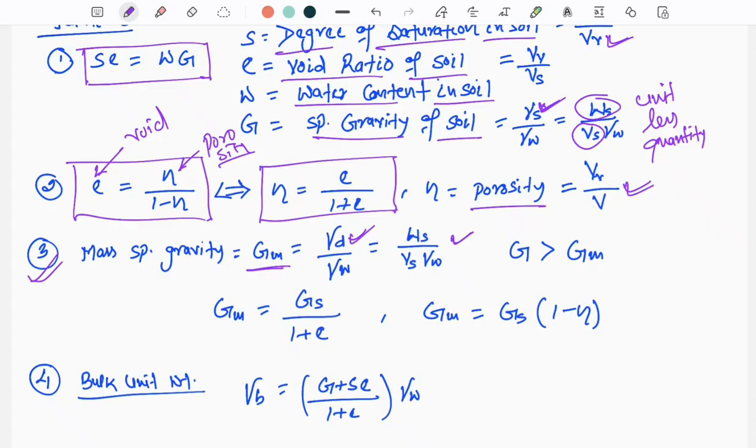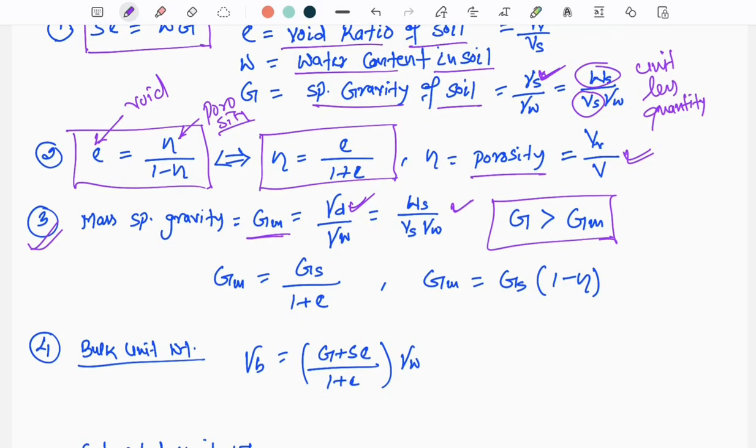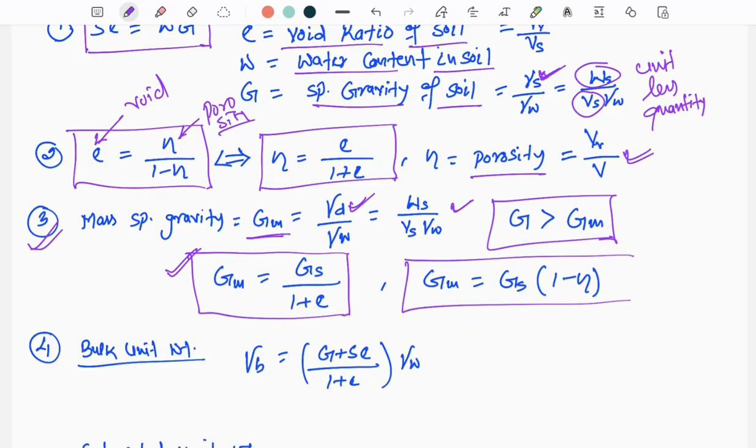So specific gravity, that is G, is always greater than Gm. Specific gravity of soil is always greater than the mass specific gravity of the soil. Mass specific gravity is also equal to Gs divided by 1 plus e, means specific gravity of solid divided by 1 plus void ratio. This is also a relationship between mass specific gravity and specific gravity of the soil. And also mass specific gravity is equal to Gs (1 minus n), since 1 by 1 plus e becomes 1 minus n. So you can write Gm is equal to Gs (1 minus n).